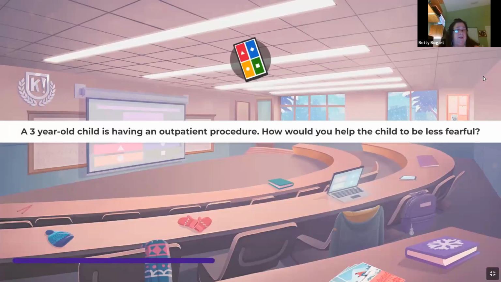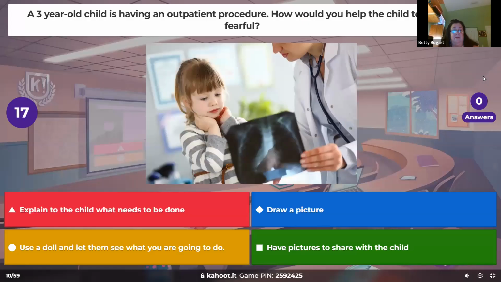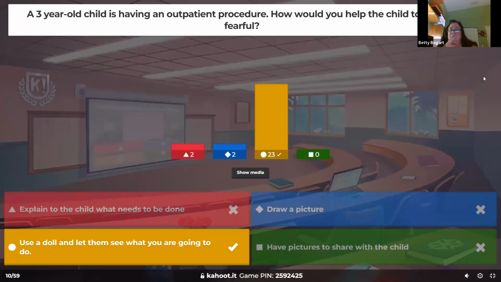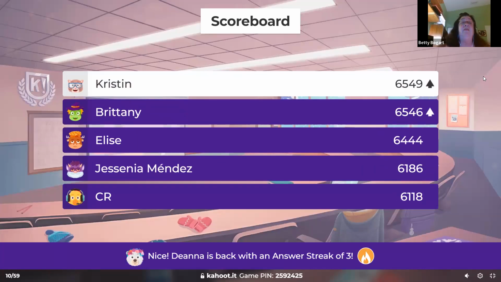A 3-year-old is having an outpatient procedure. How would you help the child be less fearful? Yep, we're going to use that doll. Again, get on their developmental level, break the ice by saying, you know, I love Batman like your shirt too. Build a little rapport, then use a doll, and then let them try it on you if they need to. And it does work, and it saves time in the long run.